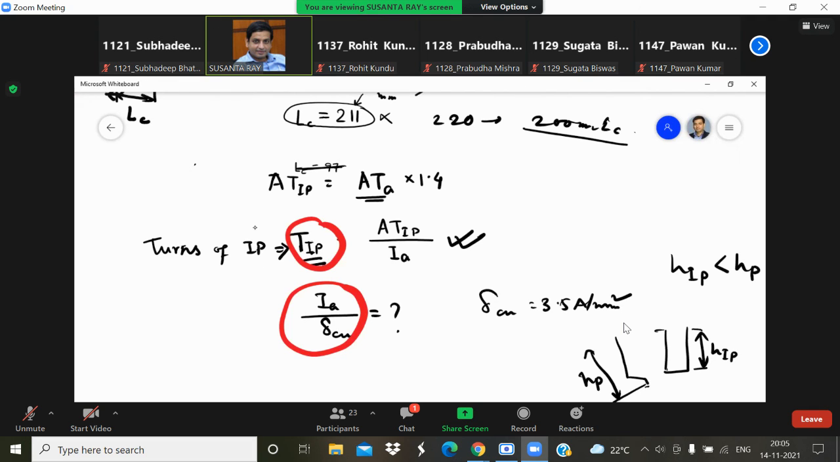If you have faced any difficulty, you just ask me in my email, then I will respond. But those who have rating more than 50 HP should go for the interpoles. Those who have a rating of more than 50 HP will design the interpoles. Did you understand? Yes, sir.